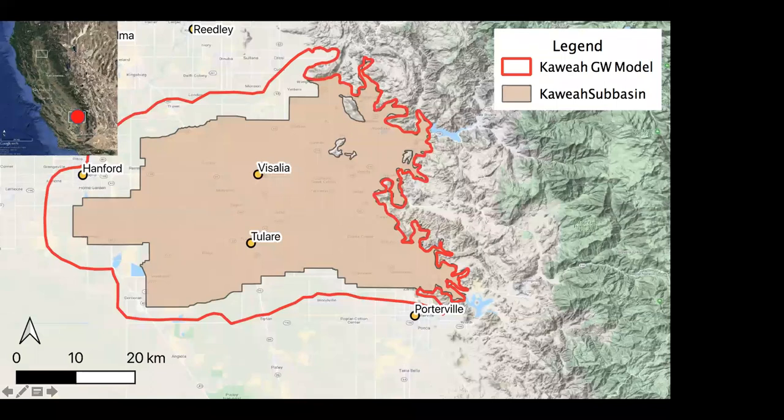So focusing on a part of the San Joaquin Valley, we've been working in the Kaweah subbasin. It's around the city of Tulare. So this is the Kaweah subbasin. And there exists in this area a groundwater model. The red outline is shown here. And there are two reasons why we're working in this area. One, there's a lot of subsidence. There's a great signal to work with.